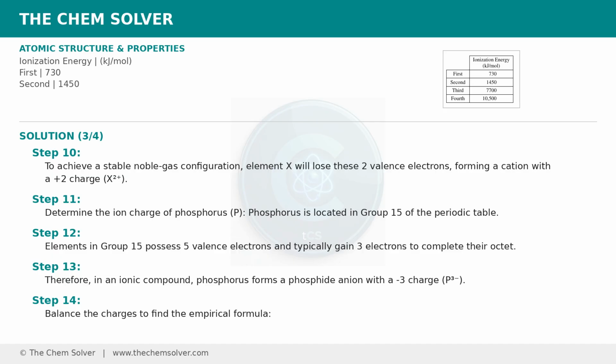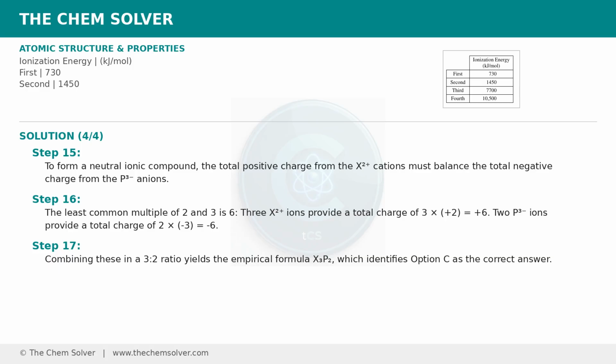Balance the charges to find the empirical formula. To form a neutral ionic compound, the total positive charge from the X^2+ cations must balance the total negative charge from the P^3- anions. The least common multiple of 2 and 3 is 6.